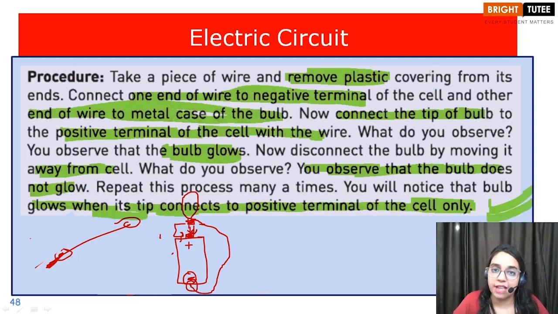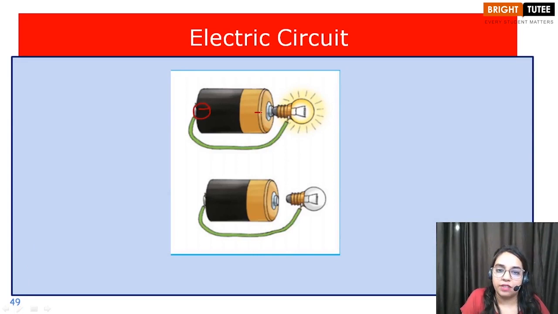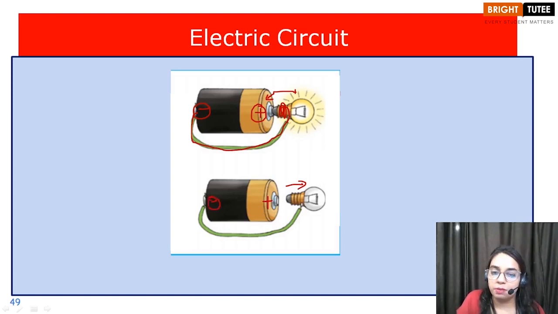Now we are going to understand this with the help of a diagram. Observe this diagram. We have the negative terminal and here is the positive terminal. We have connected a wire to the negative terminal and the other wire to the base of the bulb. Now we touched the base of the bulb to the positive terminal and in this case the bulb glows. Now we took this bulb away from the positive terminal and we observed that the bulb does not glow.